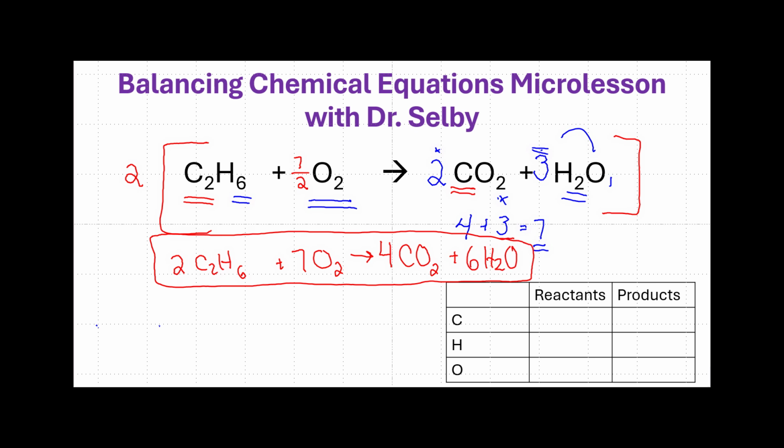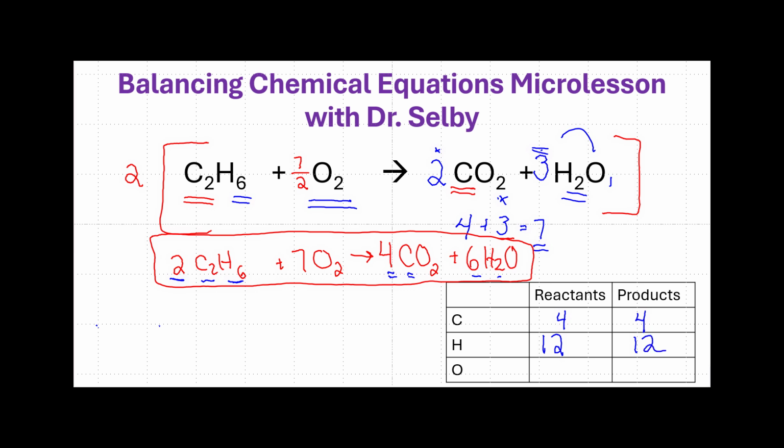So looking at the reactants, we have 2 times 2 equals 4 carbons. And then looking at the products, we have this 4 times 1 equals 4 carbons in the products. For hydrogens, we have this 2 times 6 equals 12 in the reactants. And for hydrogens, we have 6 times 2 equals 12 in the products.